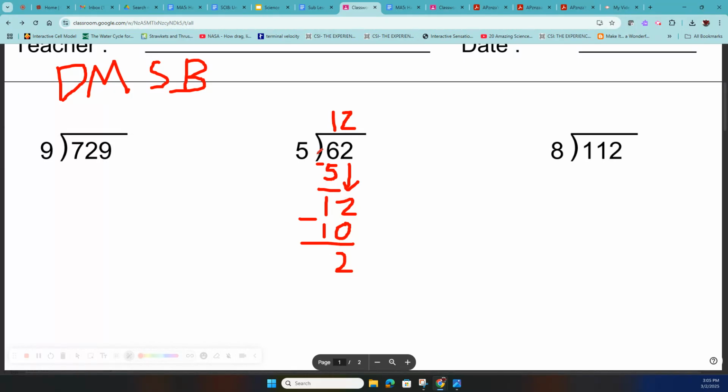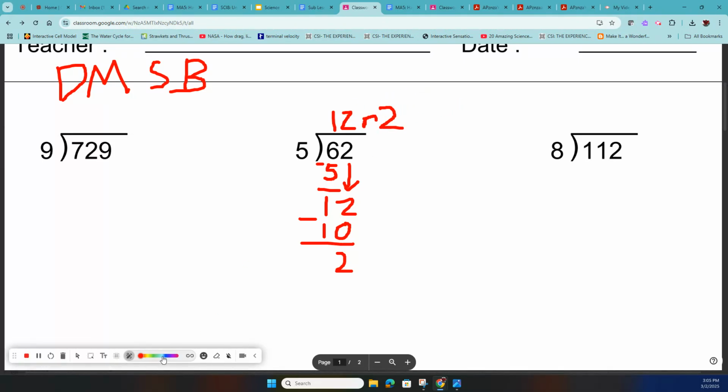So this means 5 fits into 62 12 times, but it's not perfect. We've got 2 little leftovers. And I'm going to put an R and a 2. Remainder 2. So I can say 5 fits into 62 12 times, but with a remainder of 2.